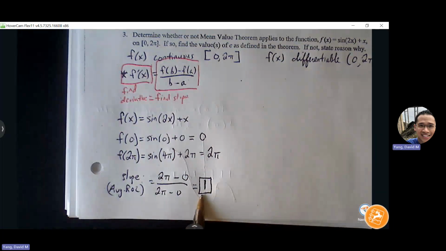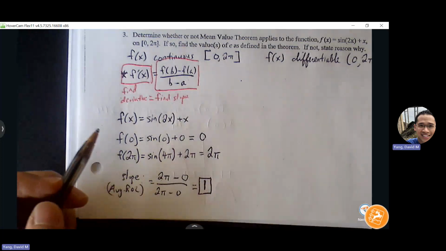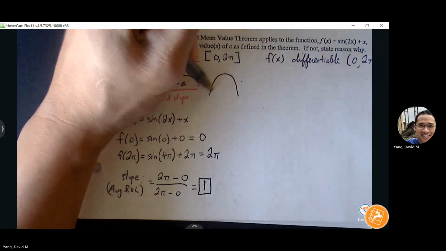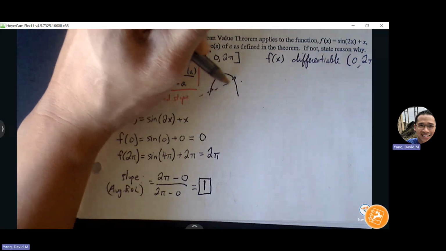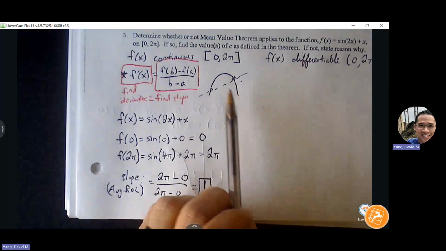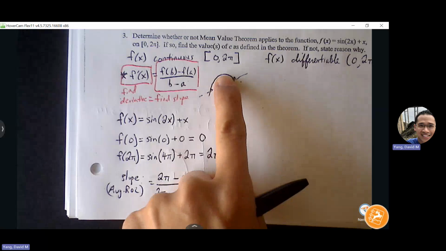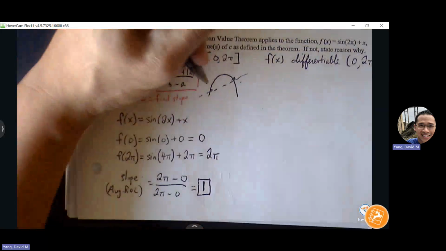So we know that between the two endpoints, this graph has a slope of 1, but we want to look for, okay, maybe the graph looks like this. Between the endpoints, there's a slope of 1, but we want to know where on the curve there is a slope of 1. That's what mean value theorem is going to do for us. It's going to help us find that location on the curve where there's also the steepness of 1.